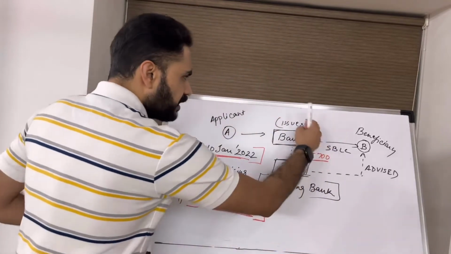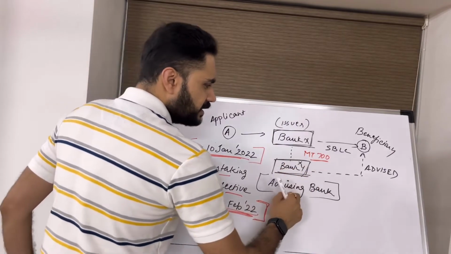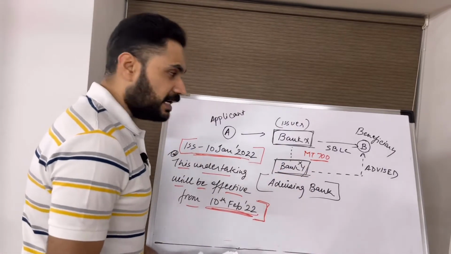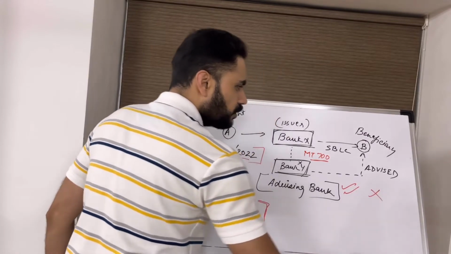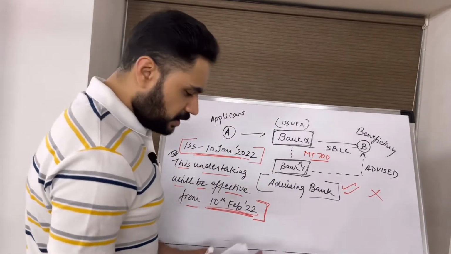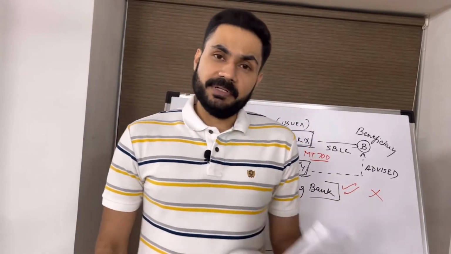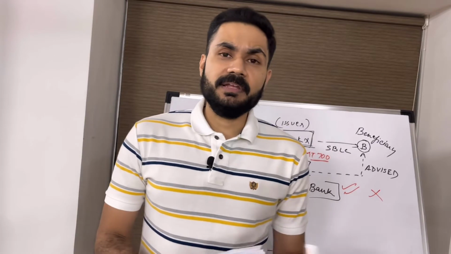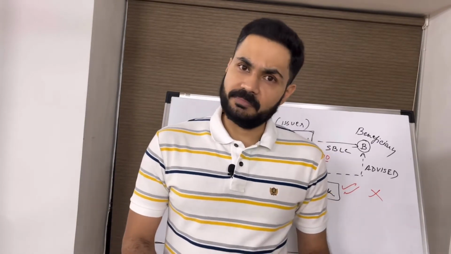So if we look at this particular case, if the issuer requests Bank Y to act as an advising bank, still it is at the discretion of this bank whether to act as an advising bank or not. So the issuer can only request the other party to act in that capacity. Whether to act or not is at the willingness of the entity to whom that request is made.